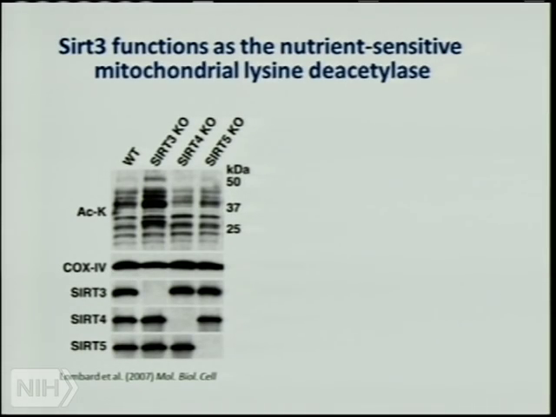So SIRT3 is found to be the nutrient-sensing mitochondrial deacetylase, and here we see a knockdown of SIRT3, SIRT4, SIRT5, the 3 mitochondrial family members, and you only see increased acetylation in the SIRT3 knockout. And this is from David Lombard's work when he was in Fred Alt's lab in Boston.